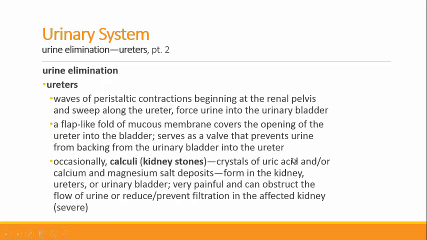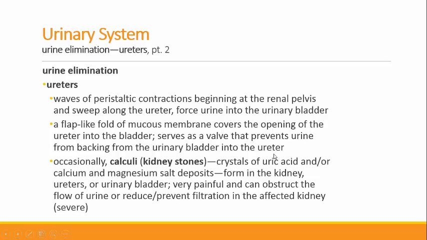So for urine elimination to occur, waves of peristaltic contractions begin up near the renal pelvis, right there at the hilum of the kidney. That's where the peristaltic contractions begin, and they sweep along the ureter, forcing urine into the urinary bladder.